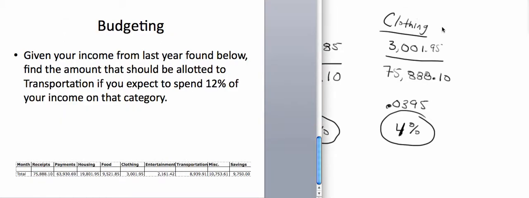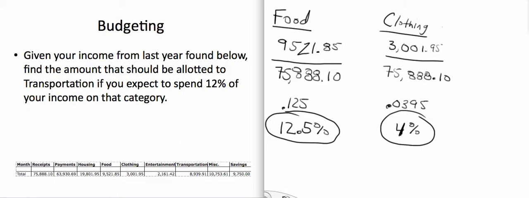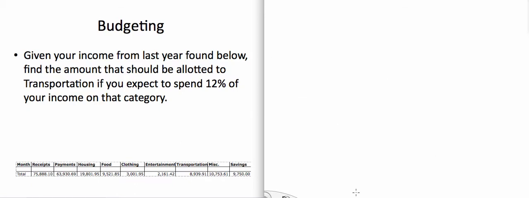The second part of this chapter comes to the actual budgeting part. With a budget, you're trying to help plan out future expenses. So let's say our total income last year was $75,888. That's how much we made last year.